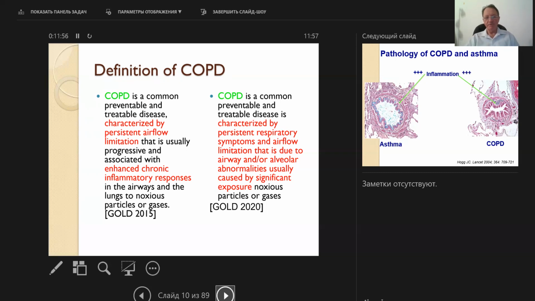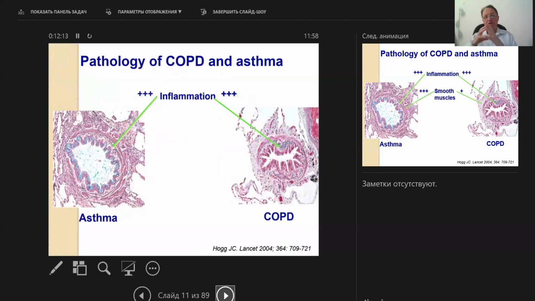Now, the definition of a chronic inflammatory response of the airways and the lungs was excluded and changed to alveolar and airway abnormalities. But frankly speaking, airway inflammation is typically present in both diseases, bronchial asthma and COPD. But I thought that we would explain what morphological changes provide variable airflow limitation in the case of bronchial asthma.